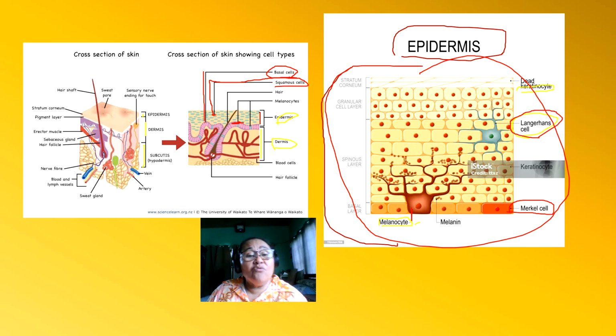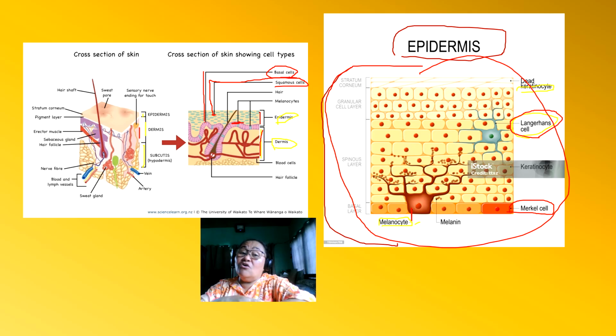The next one is the dermis. It is located just beneath the epidermis. The dermis contains collagen and elastin fibers that provide strength and elasticity.